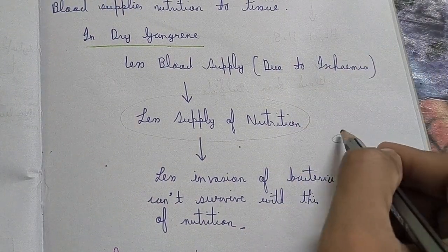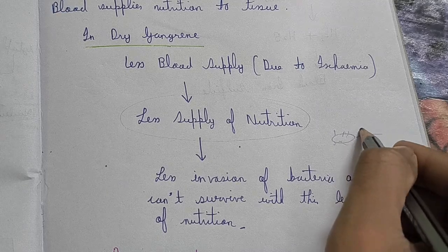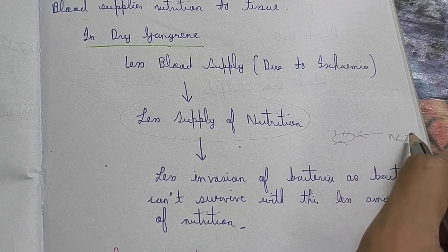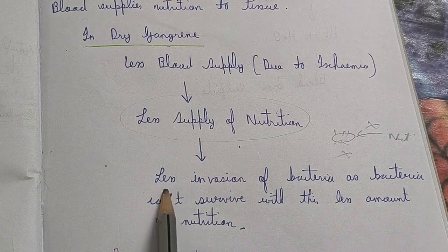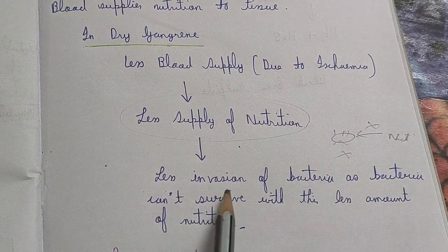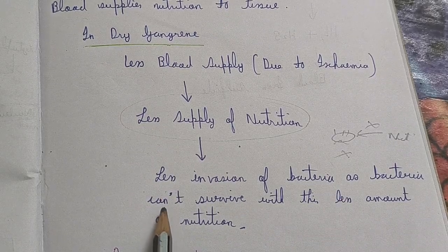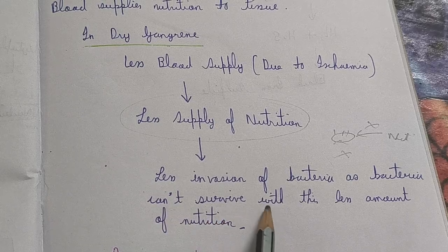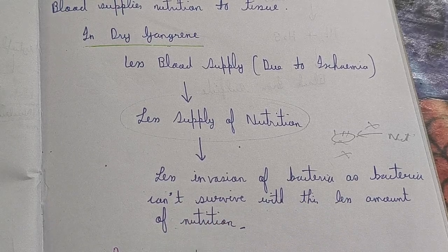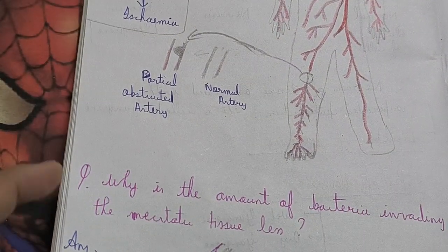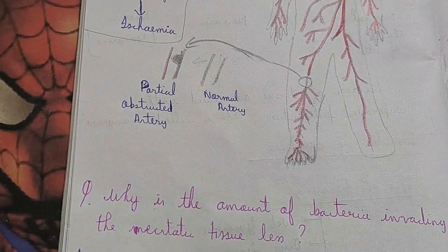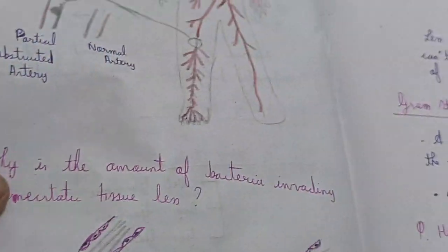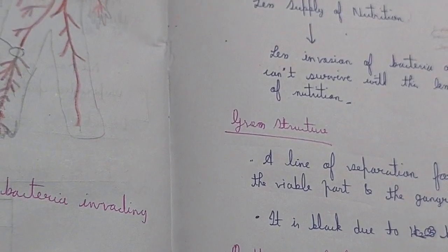Therefore, you all know that bacteria also require nutrition. So here this is a bacteria, and for surviving, this bacteria must require nutrition. If there is no nutrition, then this bacteria will not survive. So I have written less invasion of bacteria, or fewer bacteria, as bacteria can't survive with a less amount of nutrition. And this is the reason why the amount of bacteria invading the necrotic tissue is less.